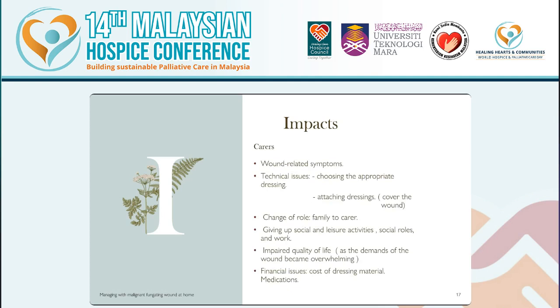Let's talk about the impact on the family. They often report that they're afraid to do the dressing because they may induce pain to the patients. So things like removing the dressing look simple, but it can have a huge impact on them. And bear in mind, there is also a change of role here from family member to caregiver. They also need to give up social and leisure activities and also their social roles, especially when the demand of the wound is getting more.